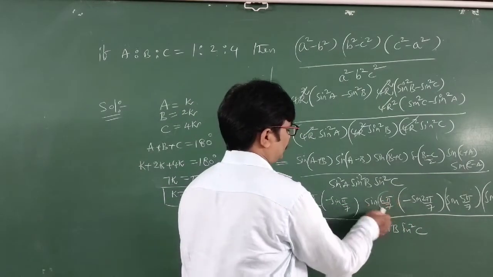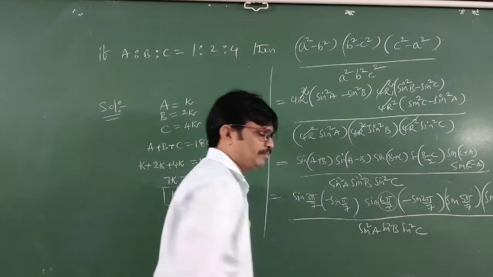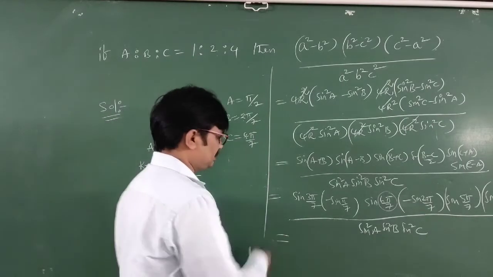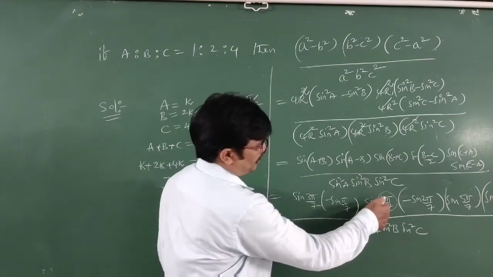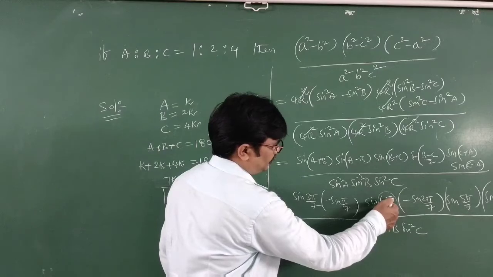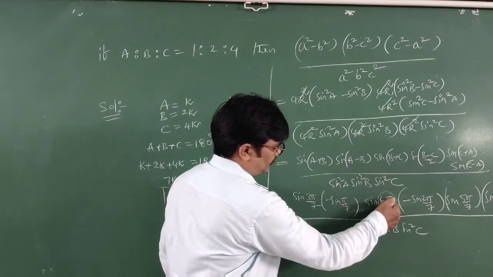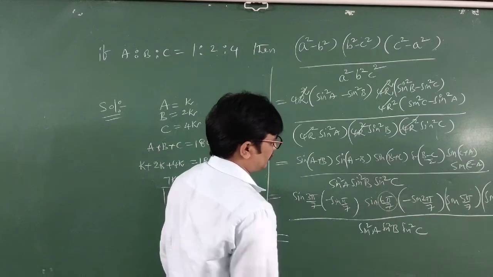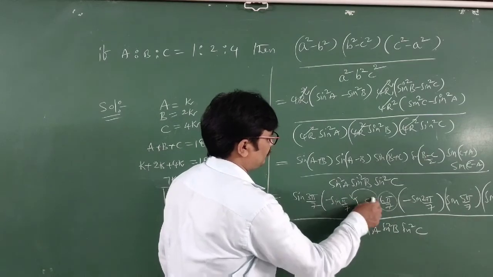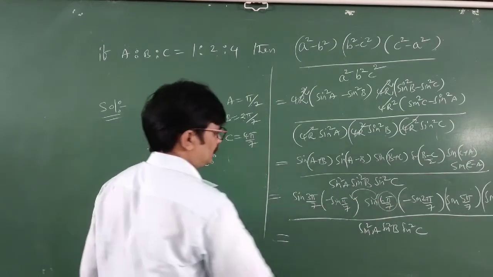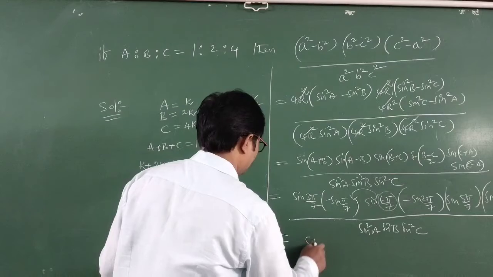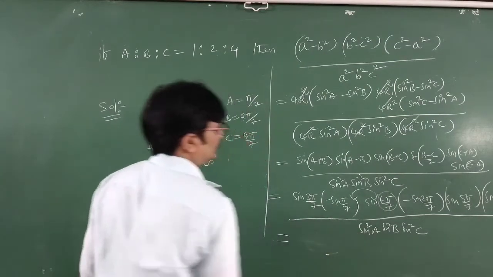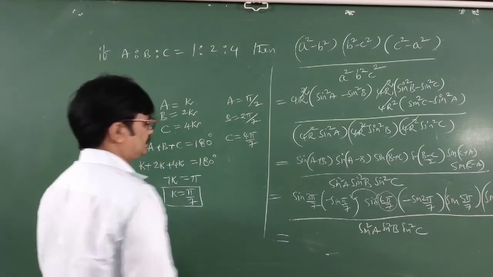Here the 6 pi by 7 can be written as pi minus pi by 7. How to write this? It is sin of pi minus pi by 7. This is in the second quadrant, and in the second quadrant sine is positive. So students, these are the same. Now sin into sin is sin square pi by 7. Is it clear students?